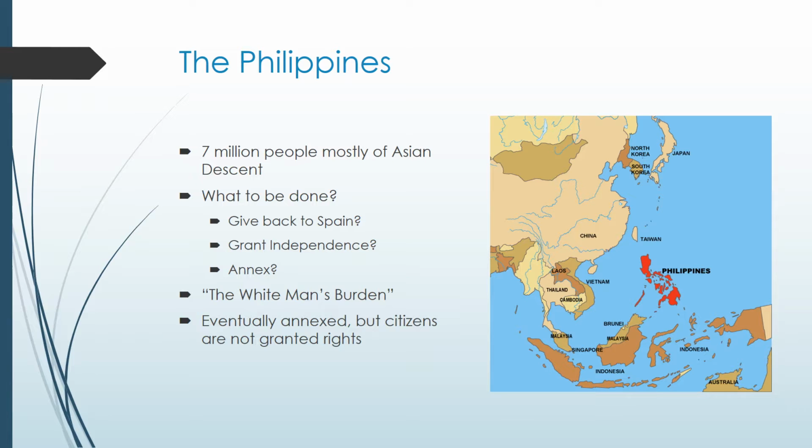And at first, President McKinley can't decide what to do. But while he's thinking about it, a British poet named Rudyard Kipling writes a famous poem urging the United States to take over the Philippines, saying that it is the white man's burden, aka it is the United States' duty to take over the Philippines and to civilize the island. So anyway, eventually the United States does annex the Philippines, but once again, the citizens who live there are not granted full rights.